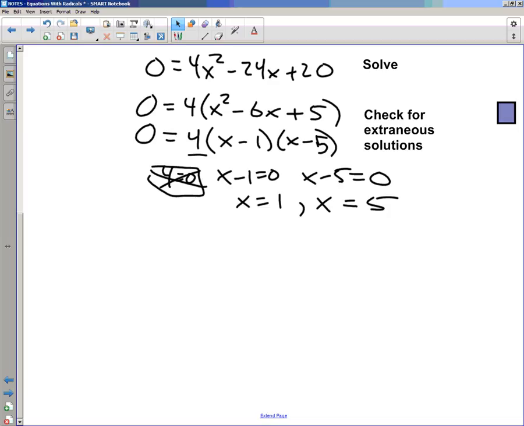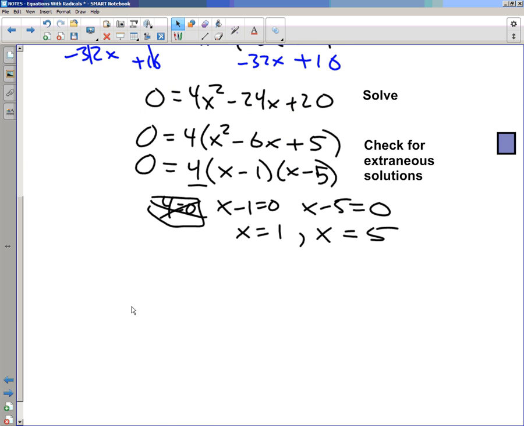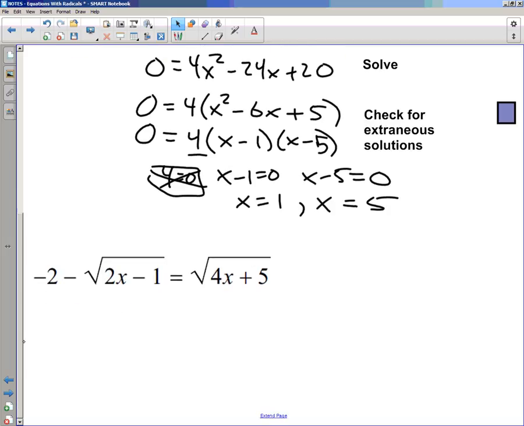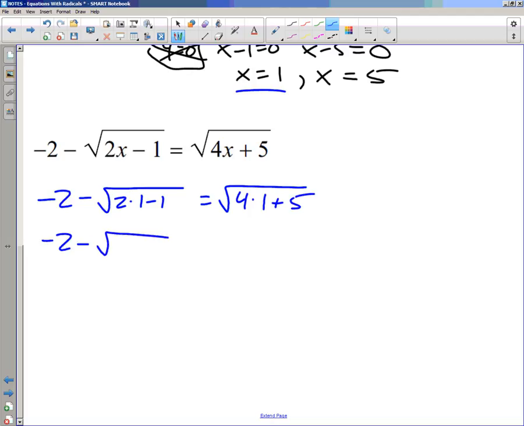We do need to check and make sure that they both work. So let me pull down our original equation. And we can plug these in and make sure that they do work. So starting with our first solution, x equals 1. All right, so let's simplify. 2 times 1 is 2, minus 1 would be 1. 4 times 1 is 4, plus 5 would be 9.